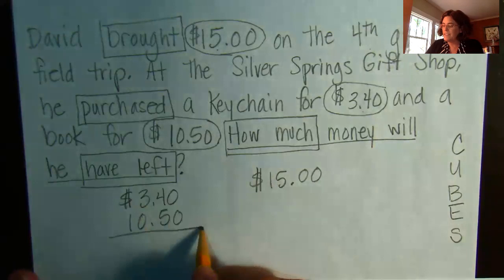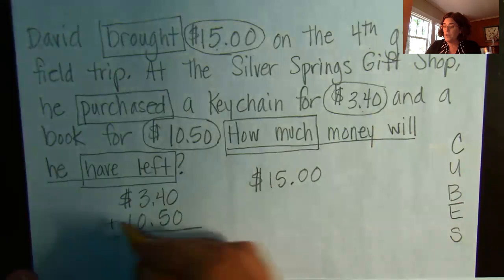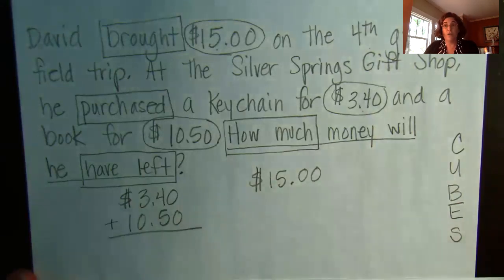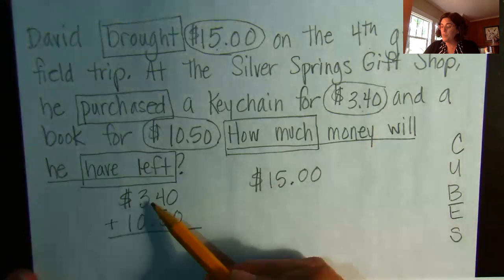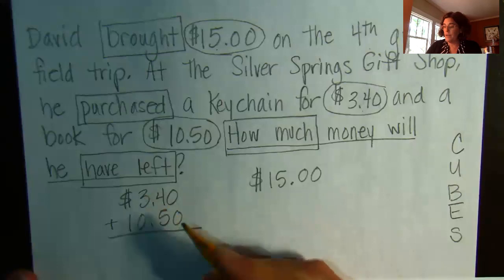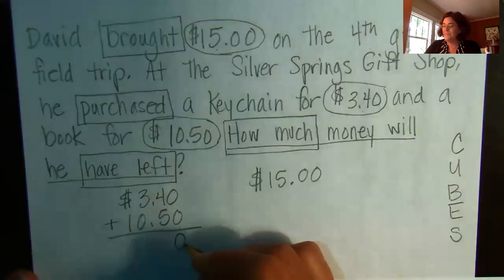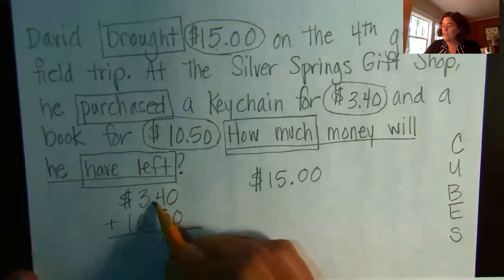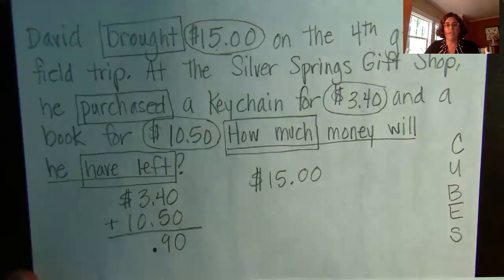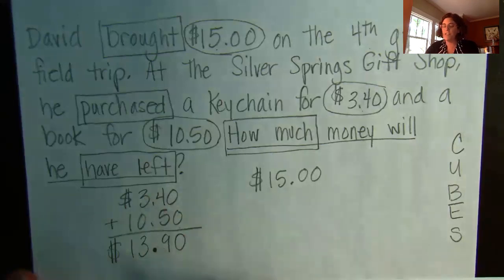Now I'm going to use the same rules for adding these decimals because money is just another way to write a decimal, right? So I need to make sure my decimals are lined up and all of my place values are lined up. All right, so let's go ahead and add. 0 plus 0 is 0. 4 plus 5 is 9. Don't forget to bring that decimal straight down. 3 plus 0 is 3, and 1 plus nothing is 1. So he spent a total of $13.90.